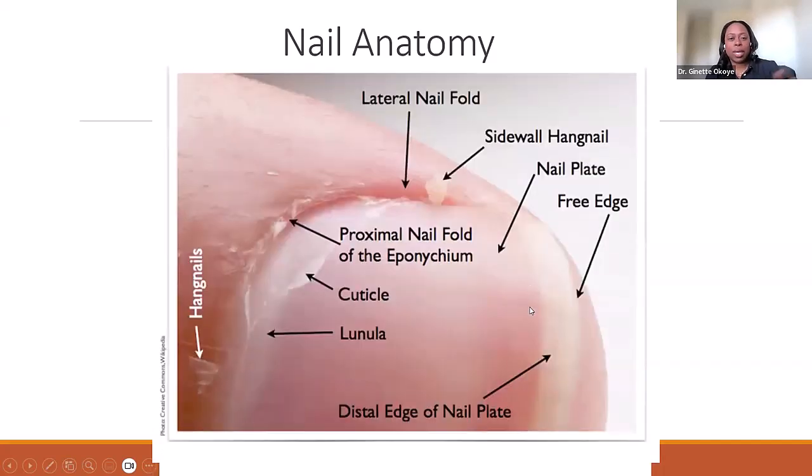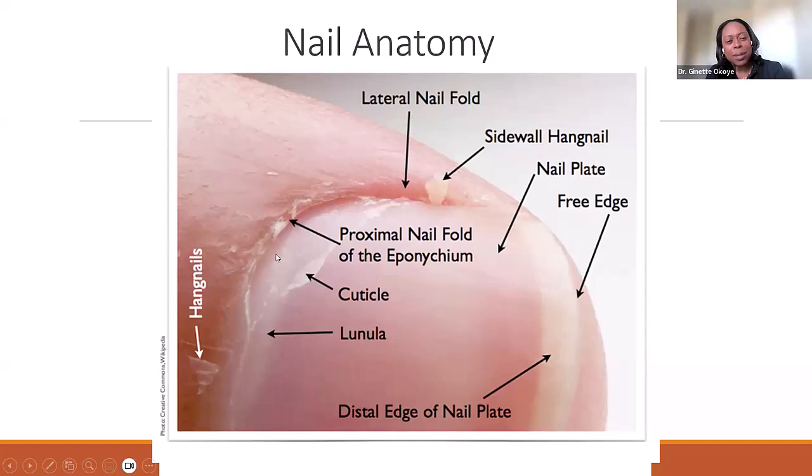And this is just another way to look at the nail in a more realistic fashion. Again, you can see the nail plate here, and the nail plate is translucent, so you can visualize the nail bed under the nail plate. So if there are issues in the nail bed, you could see them through the nail. Here's that lunula we were just talking about. This is the proximal nail fold, right? The skin that's right abutting the nail.